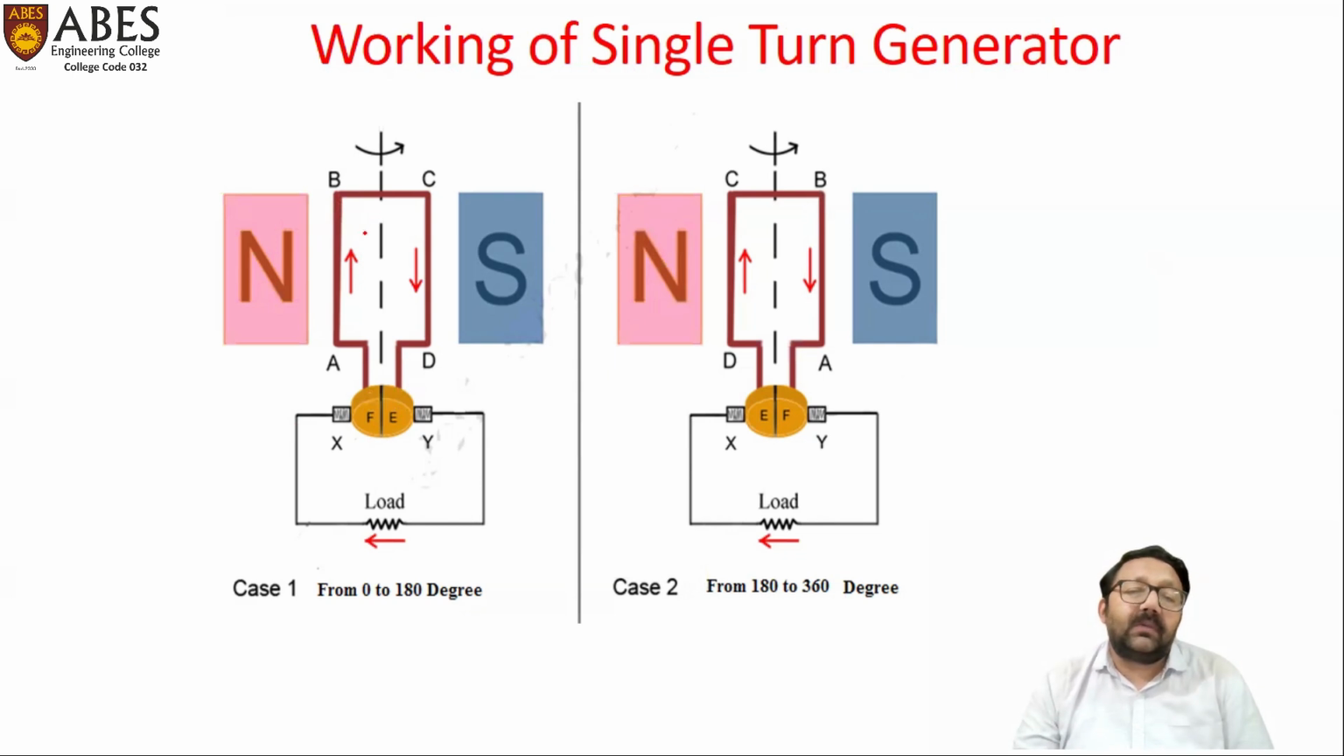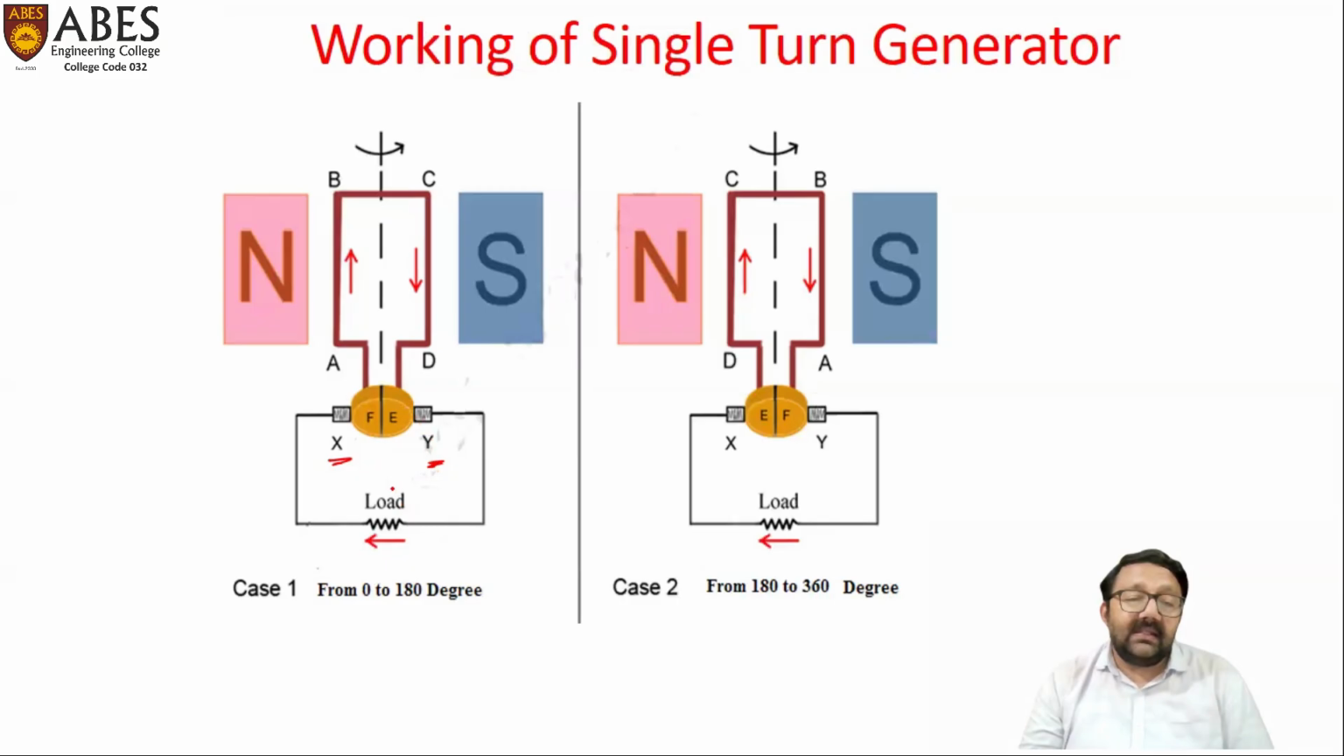Here, this coil is being rotated, so conductors AB and CD are being rotated, and both the ends are connected to split ring portions F and E. When the coil rotates, the split ring also rotates, and on the outer surface of this split ring, there are two stationary brushes. This is brush X and this one is brush Y. These brushes are stationary. So with this arrangement, we are able to maintain a unidirectional flow of current across the external load connected to the machine.